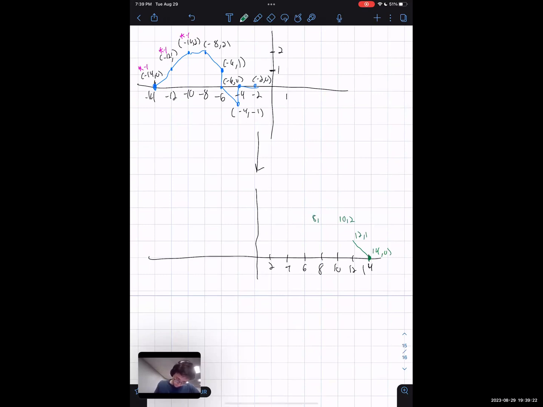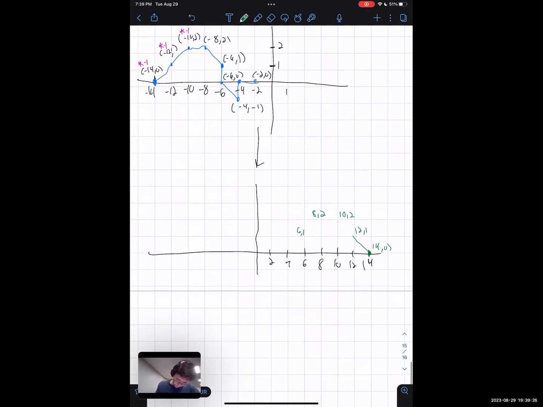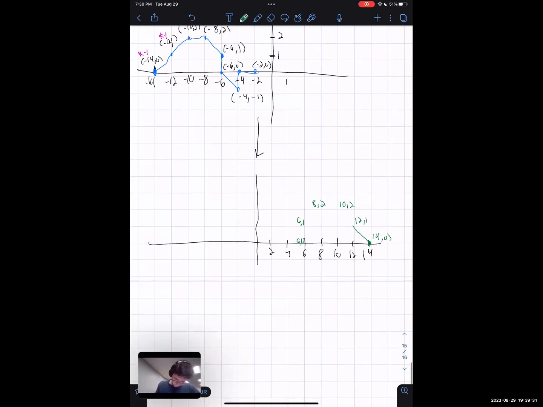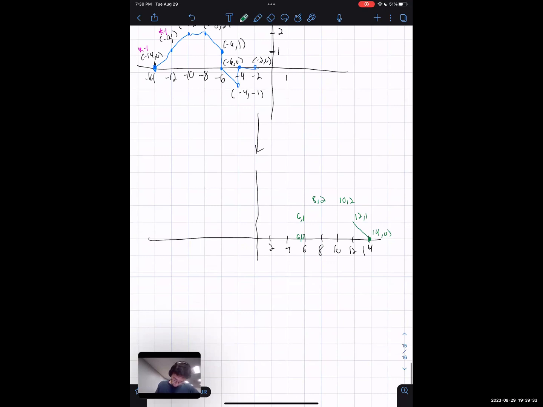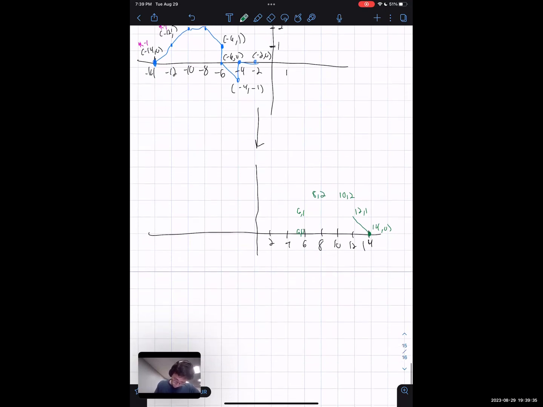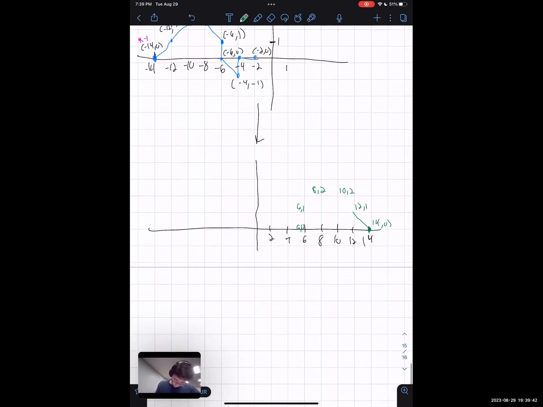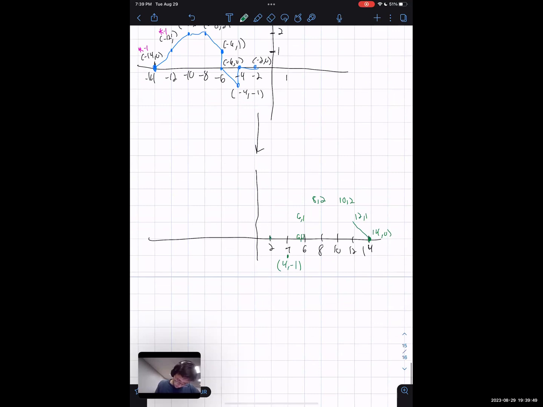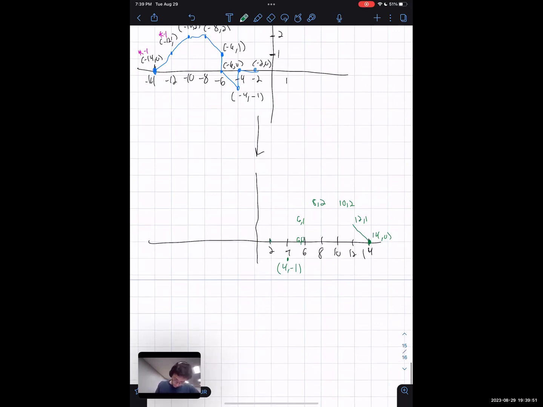Okay. So now 4, 1. Oops, 4, -1. Okay, and -2, 0. So it's going to look something like, got a point there as well. Something like this.